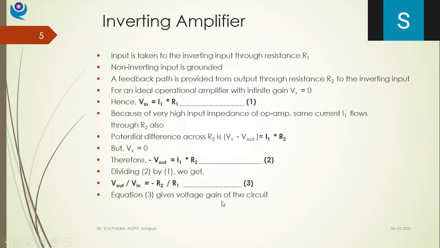So I can adjust this gain by selecting appropriate R1 and R2. It is up to me which resistance to select. What ratio do I want? I want 1.5. So maybe R2 is 150 ohm and R1 is 100 ohm, depending on how much gain I want. Now in this particular inverting amplifier, what is my requirement? I want to just invert the signal.